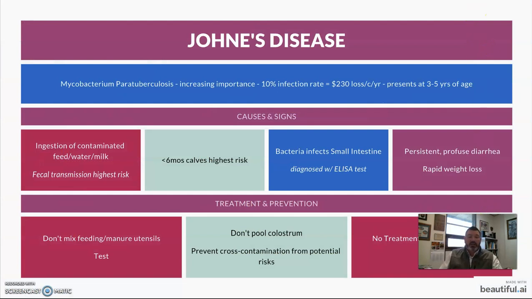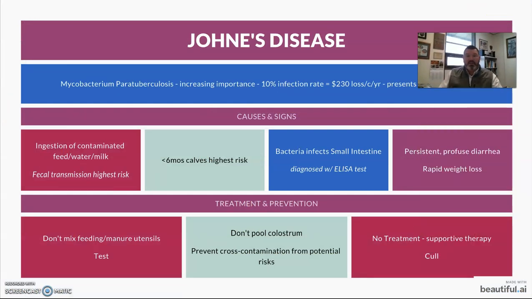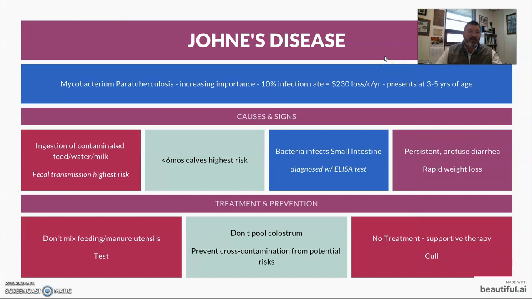Johne's disease is a digestive disorder caused by a pathogen that infects an animal very early on in life, and then really doesn't manifest itself and present itself until about 3 to 5 years of age. So it's very slow growing. It is spread by fecal transmission. So if we get contamination of manure in feed, and another cow or calf comes along and eats that feed, they can become infected. So calves that are less than 6 months of age are usually your highest risk individuals. So keeping that area and that feed clean.